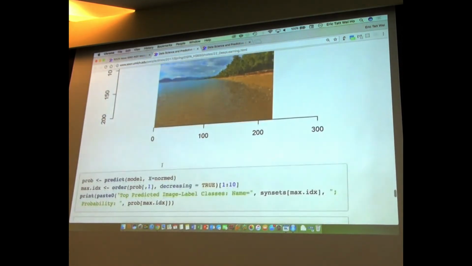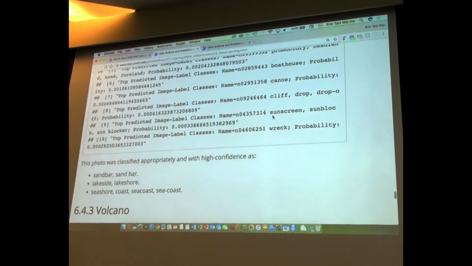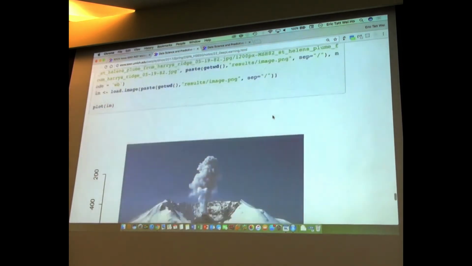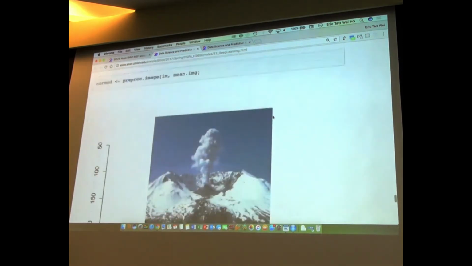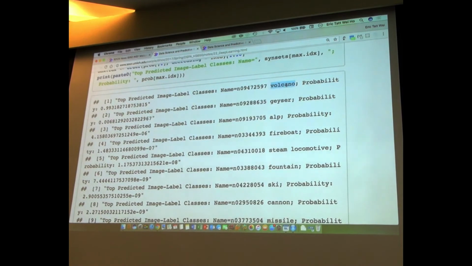So scaled version, send it to the classifier. It says sandbar, lakeside, seashore, right on the money in a way. So very well classified. Volcano image, okay. The same thing, it hits it right up here, volcano 99, okay, so that's almost good. So this image, I don't know, it might have been part of the training, but remember, we don't have the training images here, we just put in testing images. Geyser, well, yeah, volcano is a type of geyser.